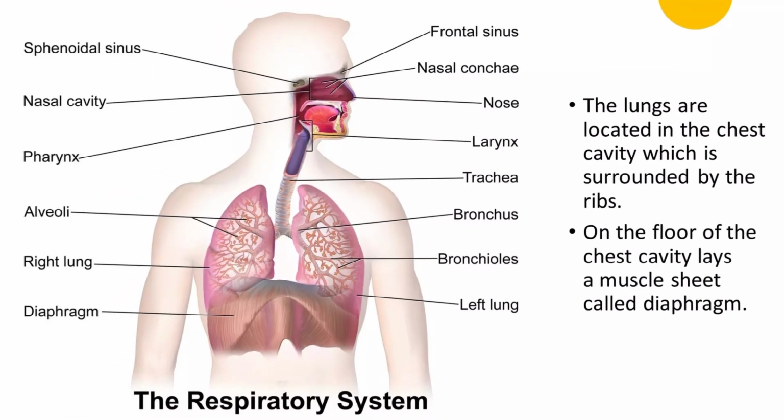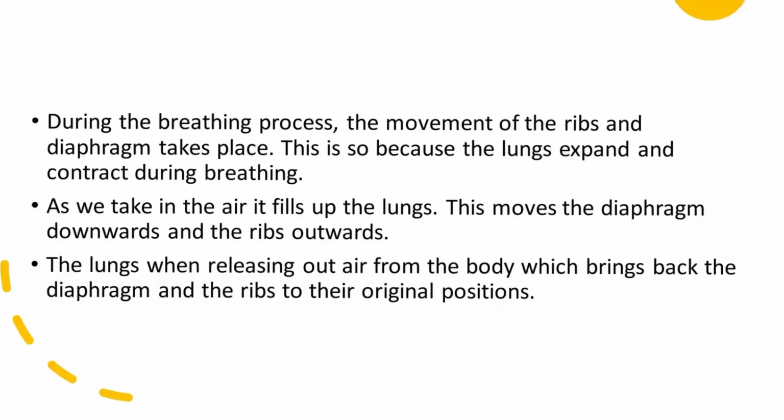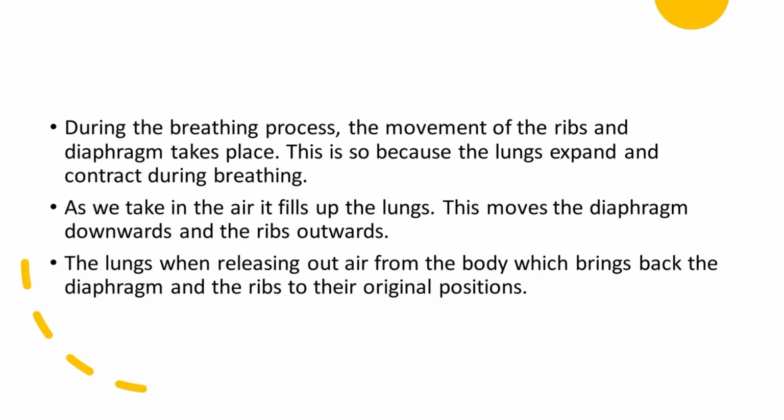The lungs are located in the chest cavity, which is surrounded by the ribs. On the floor of the chest cavity lies a muscle sheet called the diaphragm. During the breathing process, the movement of the ribs and diaphragm takes place. This is so because the lungs expand and contract during breathing.